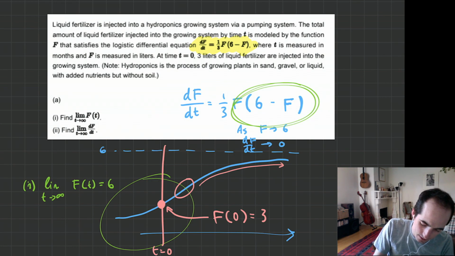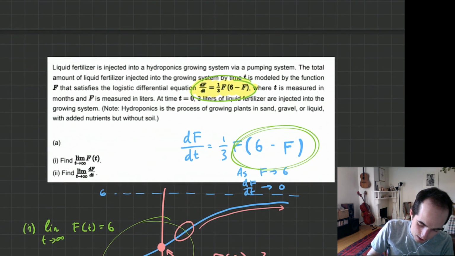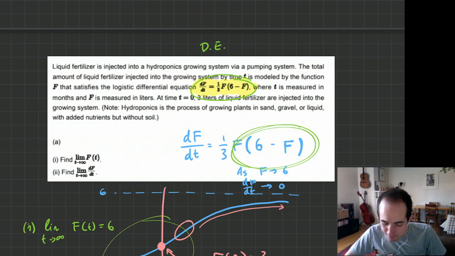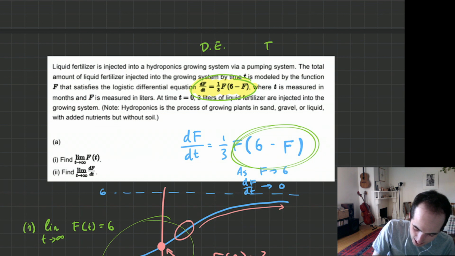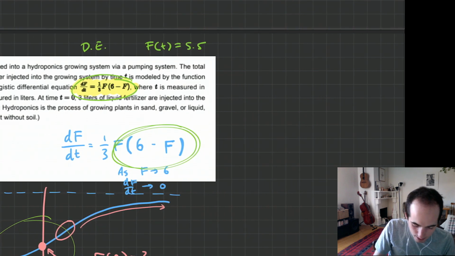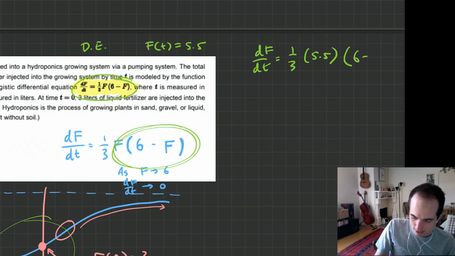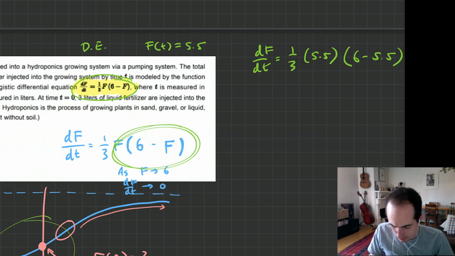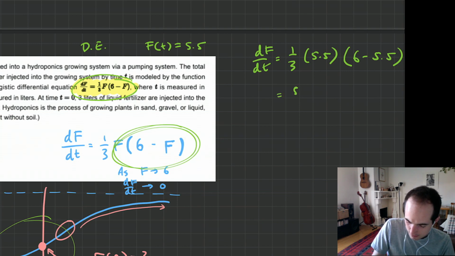Yeah, remember, this is the logistic equation. This is a differential equation that is telling you what's happening to the derivative, right? So this is saying, if f of t is 5.5, then you'd be able to find df by dt by saying that it would be equal to 1/3 times 5.5 times 6 minus 5.5. And you could solve for that. It would be like 5.5 times a half times a third, so whatever that is, 5.5 over 6.